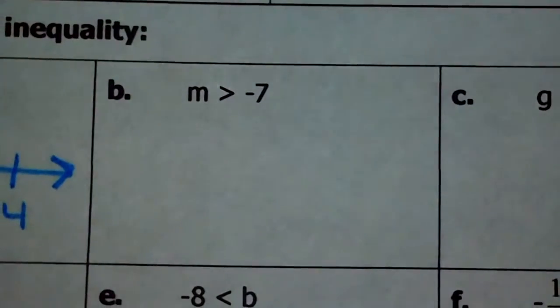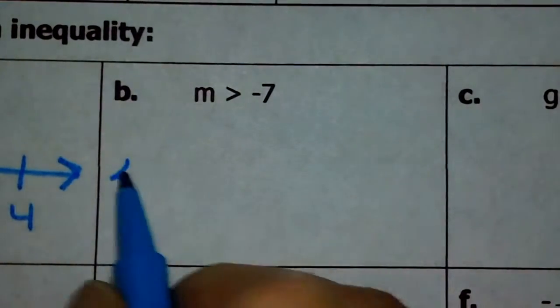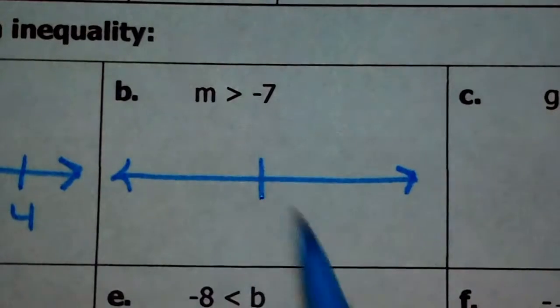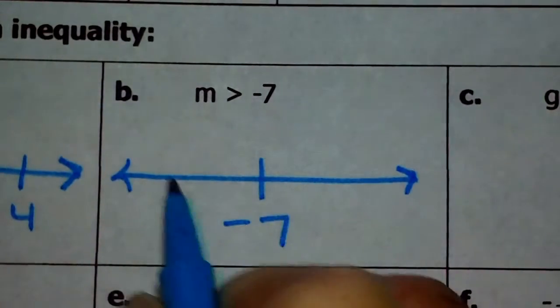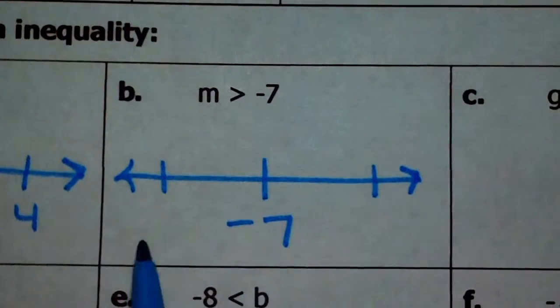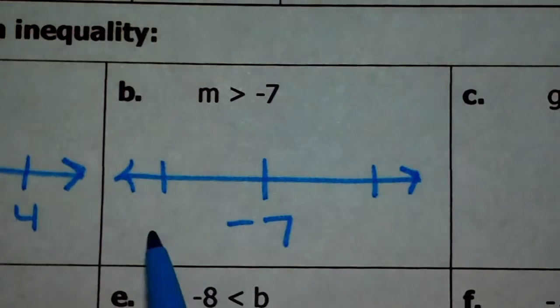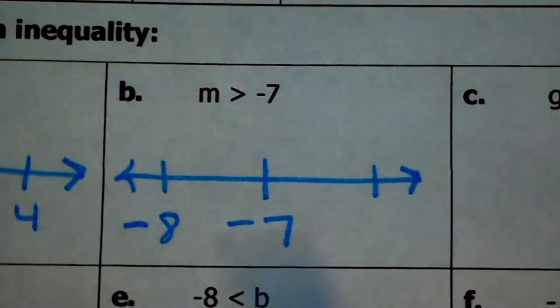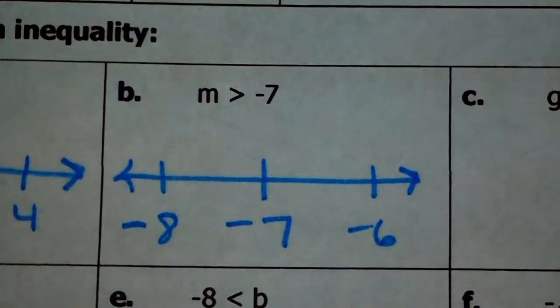Next one, m is greater than -7, so I'm going to draw myself a little number line. In the center, I'm going to put a -7. I want values on either side. When you're looking at the number line, -6 is not to the left of -7. Remember, the greater the negative digit, the lower the value. So this should be a -8. This should be a -6. And does it really matter?